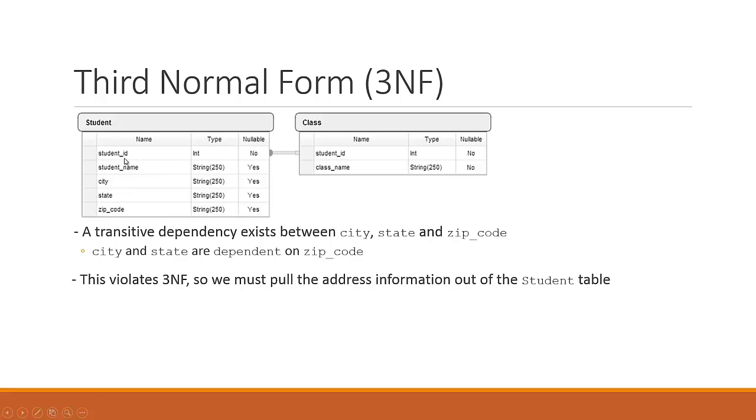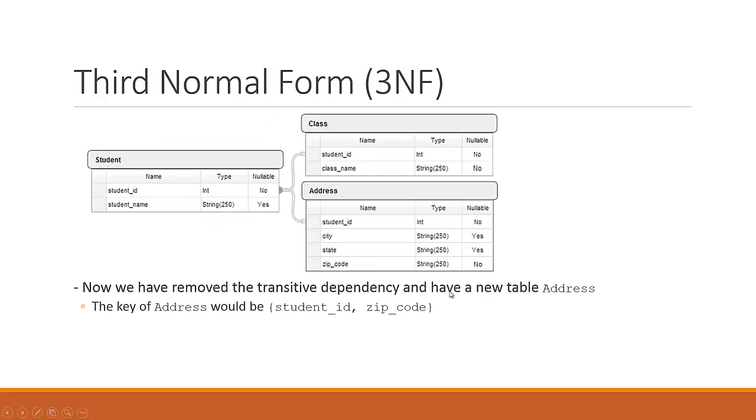They are not part of the key, which is student ID. These are non-key attributes, and two of the non-key attributes are dependent on another non-key attribute, which is called a transitive dependency. So because this is a transitive dependency, this violates the third normal form. So we have to pull the address information out of the student table. Let's take a look at what that would look like.